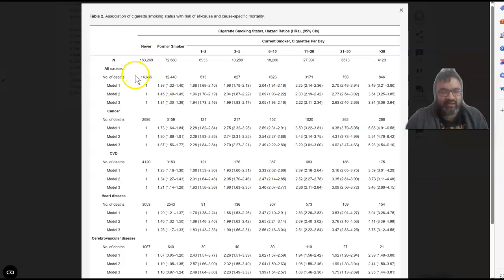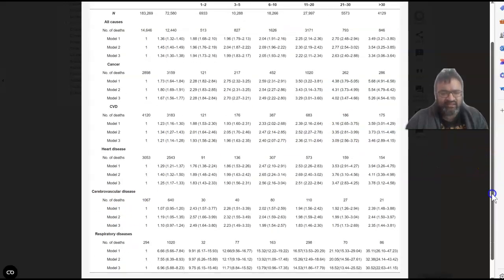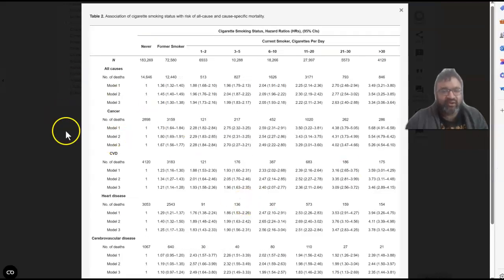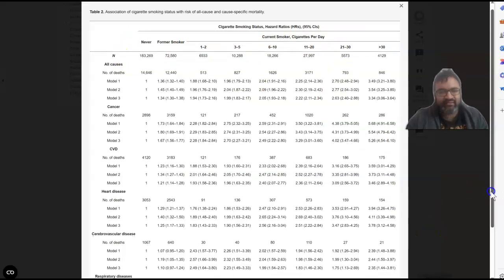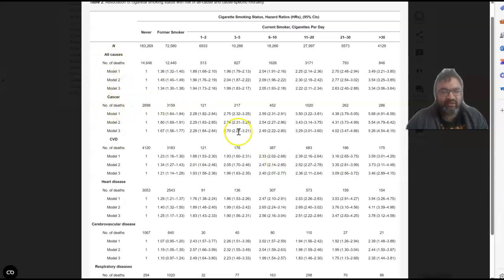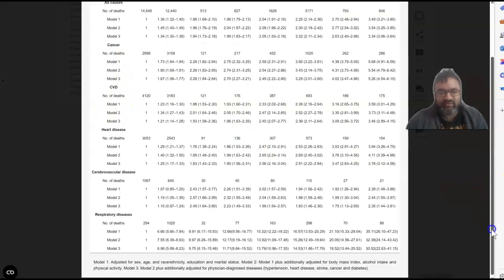First of all, again, looking at the outcome variable, this is all-cause mortality. This is cancer-related mortality. This is cardiovascular disease mortality. Heart disease-related mortality, and cerebrovascular disease and respiratory disease. So these are all outcome variables that you're looking at. Now, predictor variables, again, is over here at the top. And then now we need to take a look and see what each of the models represent.